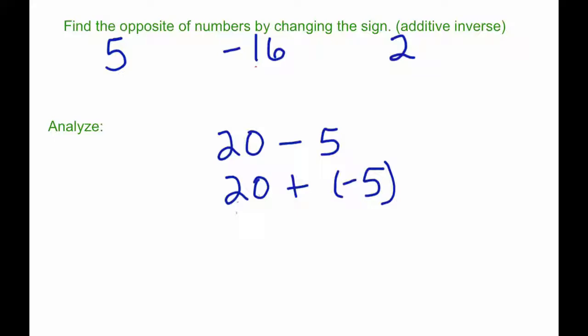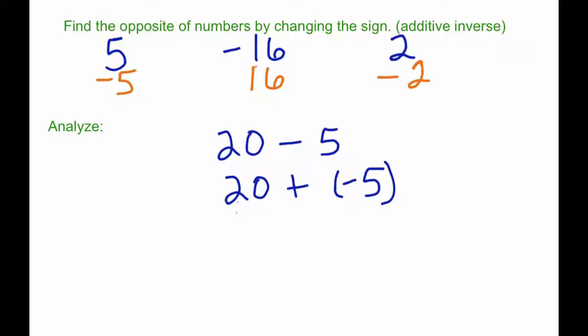First, let's talk about the opposites of numbers. Basically, to find the opposite of a number, you just have to change the sign. So a positive 5 will become negative 5. Negative 16 will be positive 16, and positive 2 will be negative 2. In math language, we call that the additive inverse, the opposite.